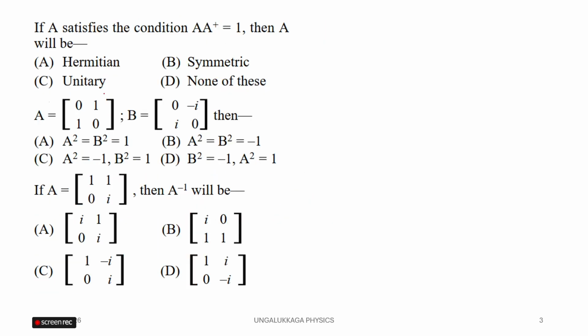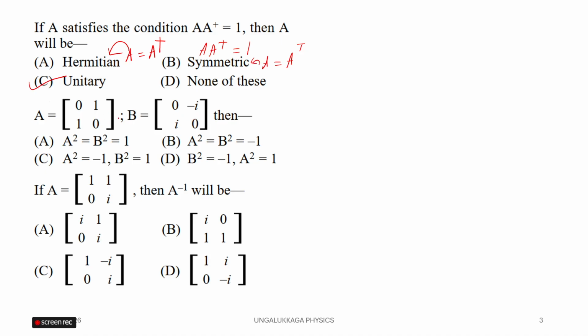If A satisfies the condition A dagger A is equal to 1, then A will be a unitary matrix. If A is equal to A dagger, we call that a Hermitian matrix, and if A is equal to A transpose, we call it a symmetric matrix. So these are the types of matrices that we have.